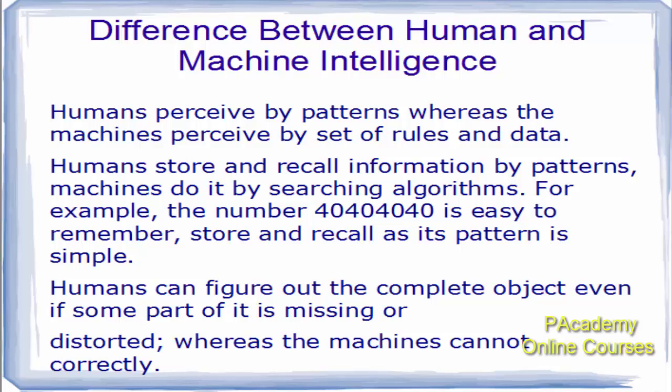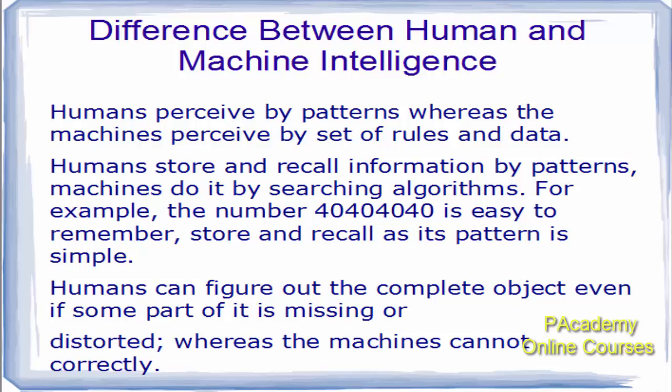But humans will store information in the form of a pattern, like 4 0 4 0 4 0 4 0. This is a very easy number to remember because it has a pattern. So humans will store information in the form of a pattern, and they will recall it in a form which is simple to remember. Humans can figure out a complete object even if part of it is missing. So if you give incomplete data to humans, they will almost be able to figure out what it is. But to a computer or an artificially intelligent machine, you need to provide the full set of data.